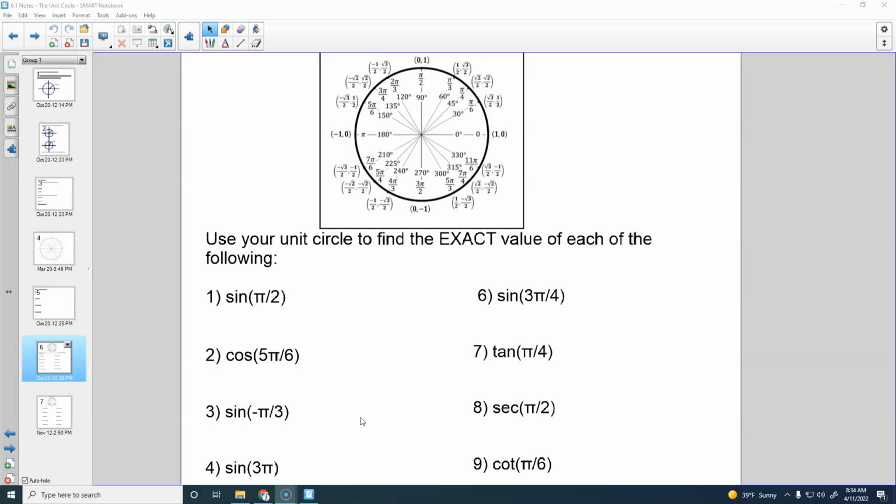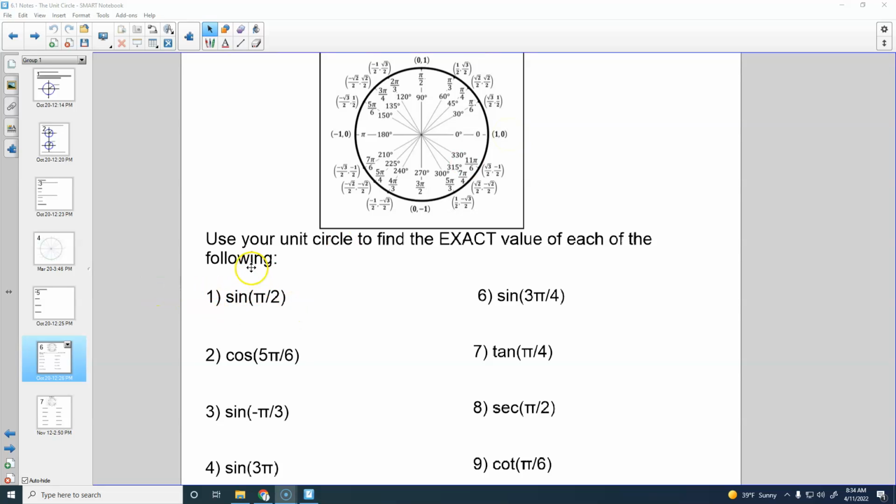Okay. All right, so your unit circle, you'll need this to do all of these. The way that we use the unit circle is all of our x coordinates give us the cosine value at that point. All of the y coordinates give us the sine value at that point.